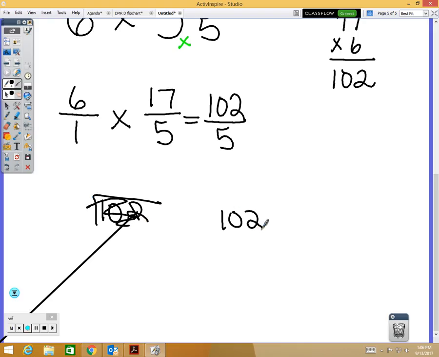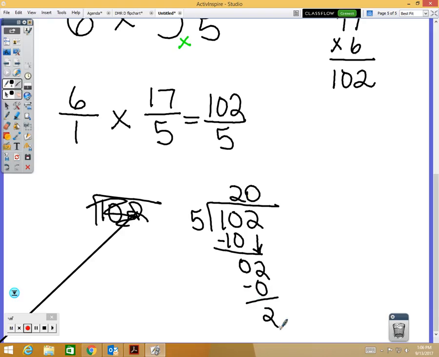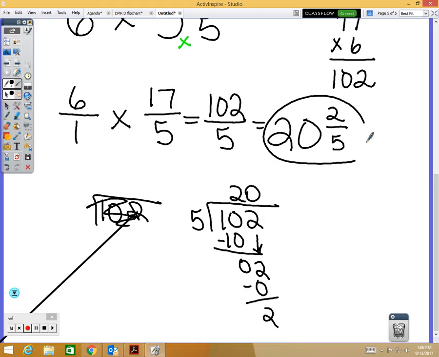Here we go. We'll do it over here. 5 goes into 10 2 times. Bring down your 2. Will 5 go into 2? No. So you say 0 times. Your last step has to be subtracting. So you have 2 left over. So 20 remainder 2, which we would write as 20 2/5. 5 times 20 is 100. Plus 2 would be 102.